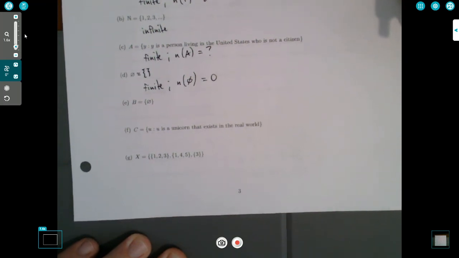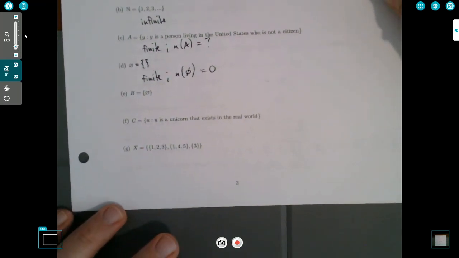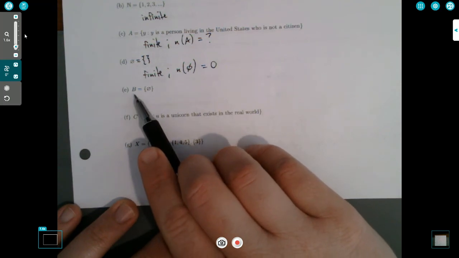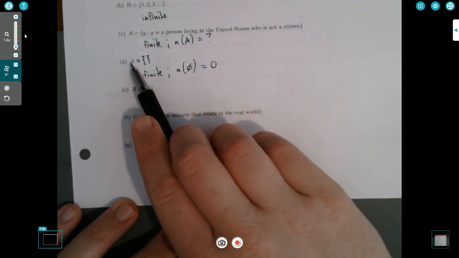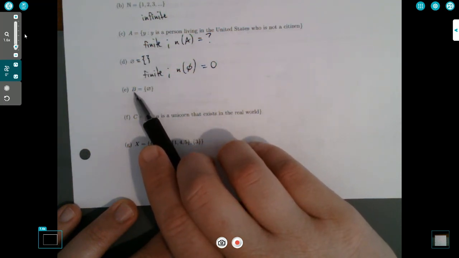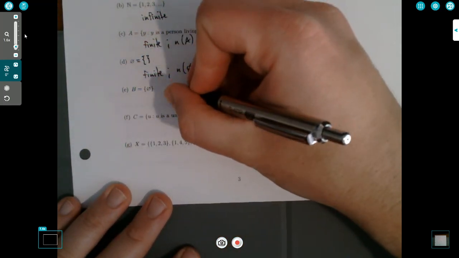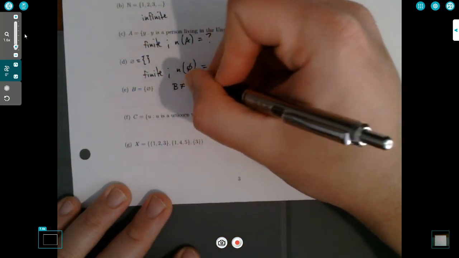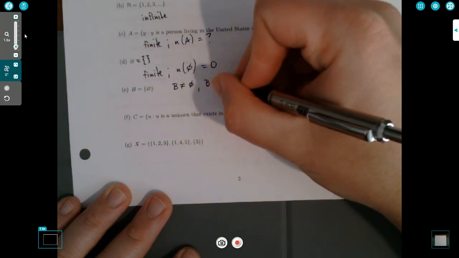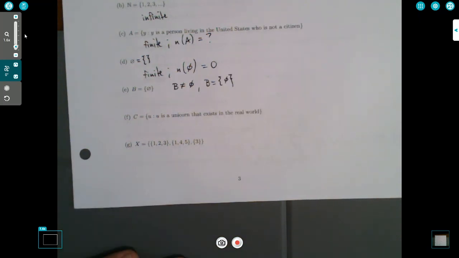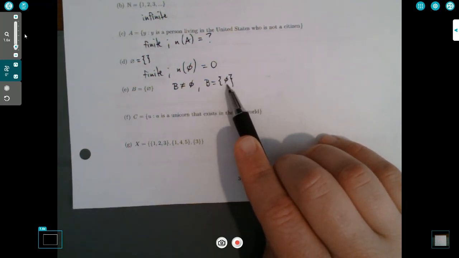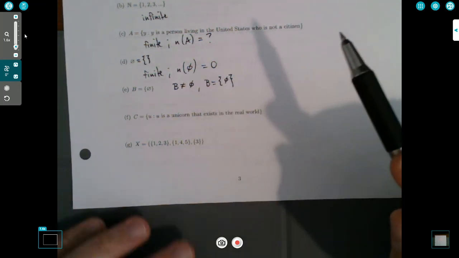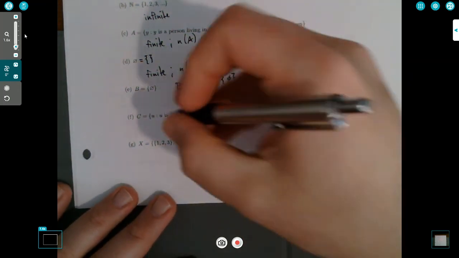Now contrast that with part E, and I know this is going to confuse some of you, but look, part B is the set made up of the empty set. So the empty set has nothing in it, but B is not the same thing as the empty set, right? B is the set that has the empty set in it. So B itself is not empty. There's something inside of B. The thing that's inside of B is the empty set, right? But B is not empty. B has something inside of it. So B is a finite set.